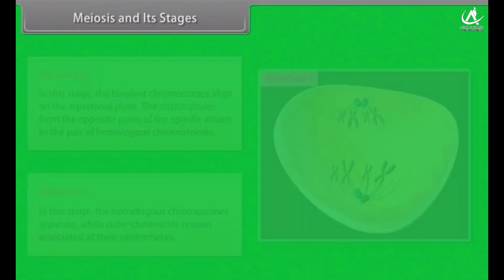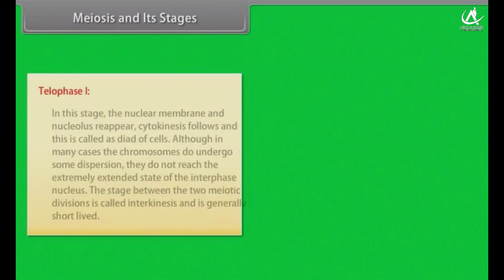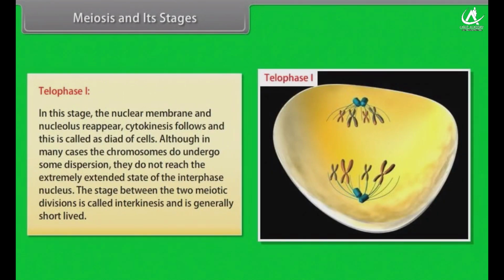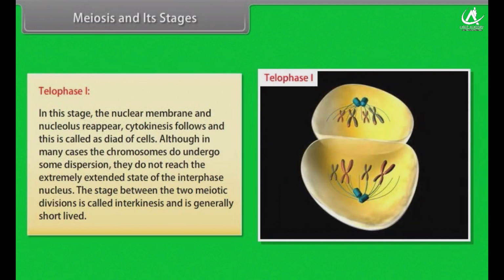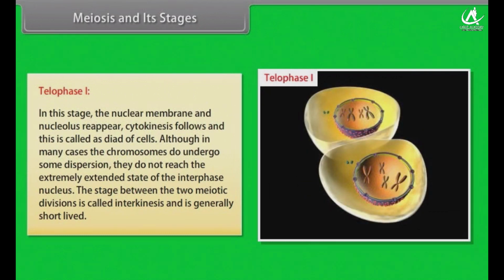Anaphase 1 is followed by Telophase 1. In this stage, the nuclear membrane and nucleolus reappear, cytokinesis follows, and this is called the dyad of cells. Although in many cases the chromosomes do undergo some dispersion, they do not reach the extremely extended state of the interphase nucleus. The stage between the two meiotic divisions is called interkinesis and is generally short-lived. Interkinesis is followed by Prophase 2.